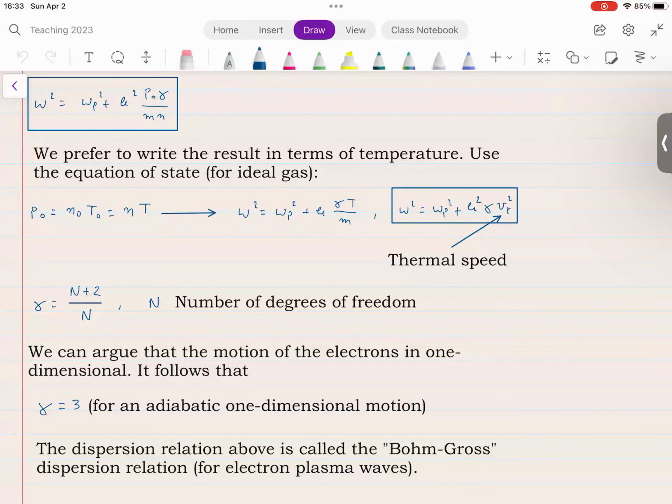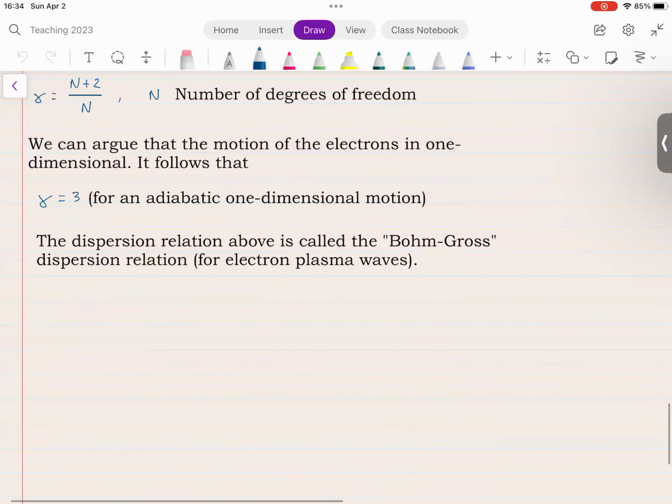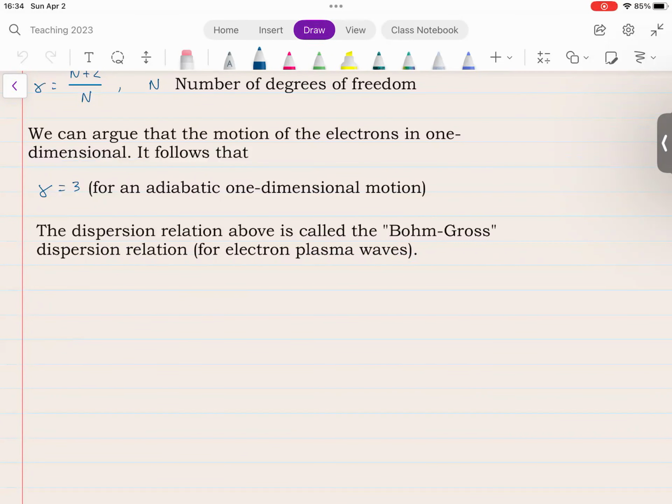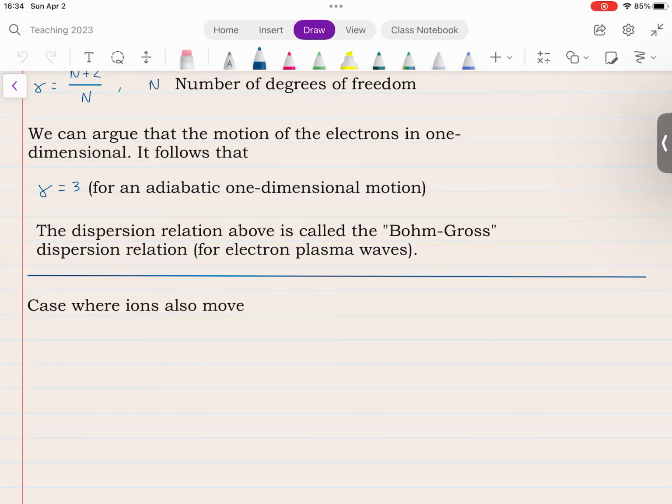Okay, now what happens if we make the system a little more complicated? We have a few minutes left. I think I'll just state some of the results, and we may have to finish this in lecture 24. What I'm going to do next is to consider the case where the ions are also allowed to move.